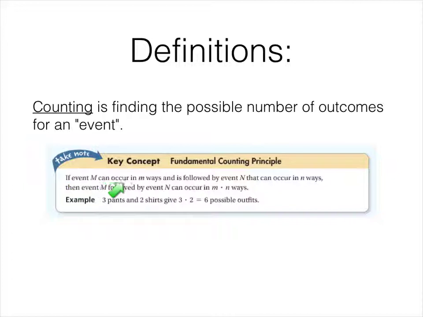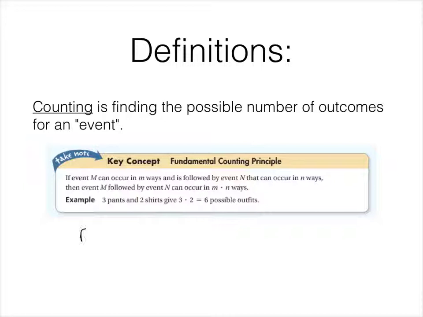If event M can occur in M ways and is followed by event N that can occur in N ways, event M followed by N can occur in M times N ways. So we multiply. Okay, if I have 3 pants and 2 shirts, that gives me 6 possible outfits, disregarding the possibility for things that don't match. We don't get to think about that.